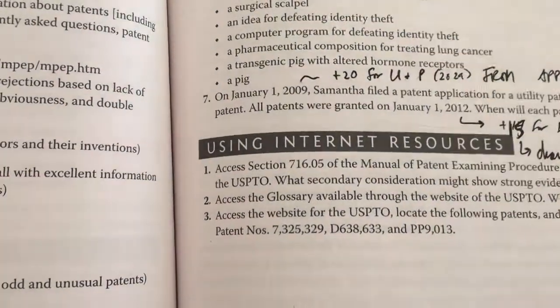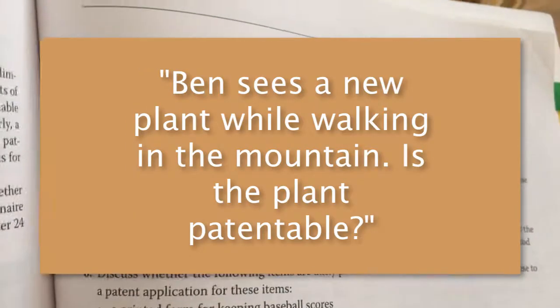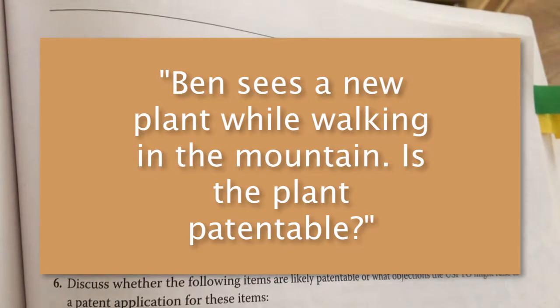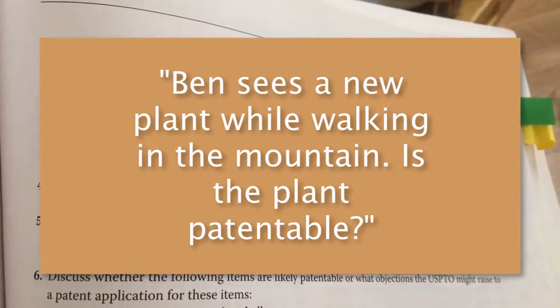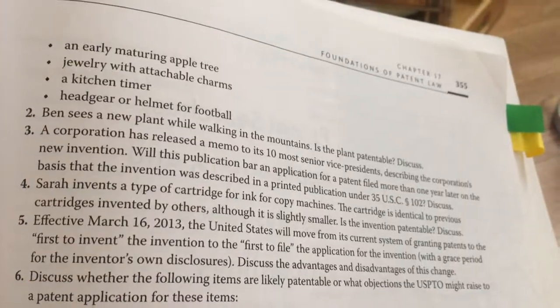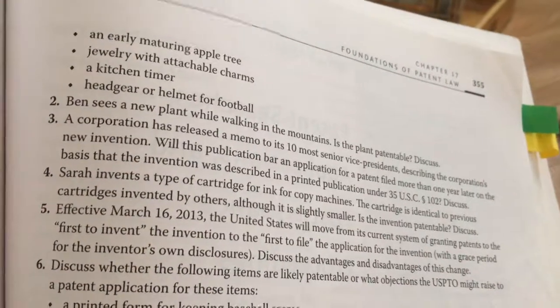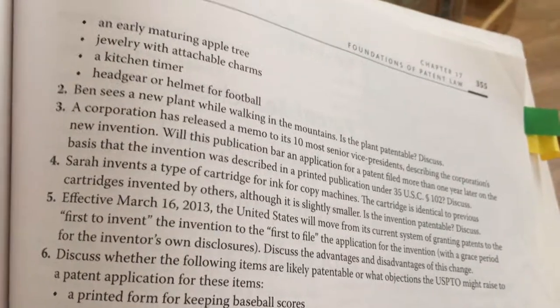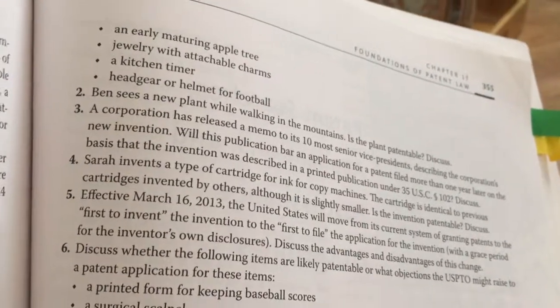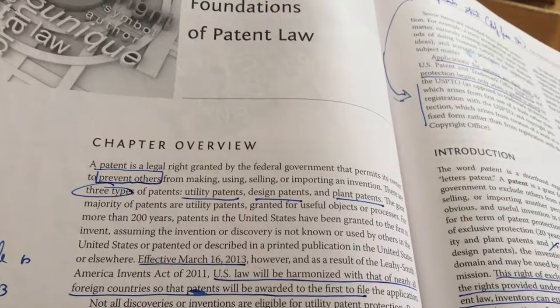Going on to the next page. Ben sees a new plant while walking in the mountain. Is the plant patentable? Discuss. Again, I'm going to be looking for the elements that makes a plant patentable. So by starting with the questions, it's going to get me into the right frame of mind to be reading the textbook. So the next thing we're going to do is start at the beginning of the chapter.